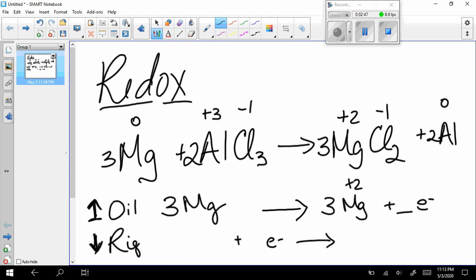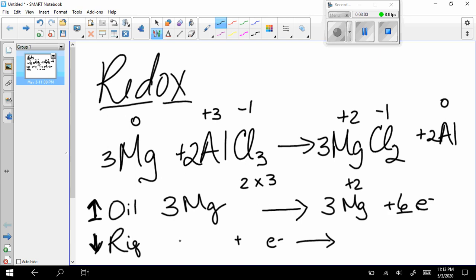Okay, the way that you figure out, it's changing from 0 to plus 2. So that's a change of 2. Times I have 3 atoms. 2 times 3, 6 electrons are lost in this oxidation.